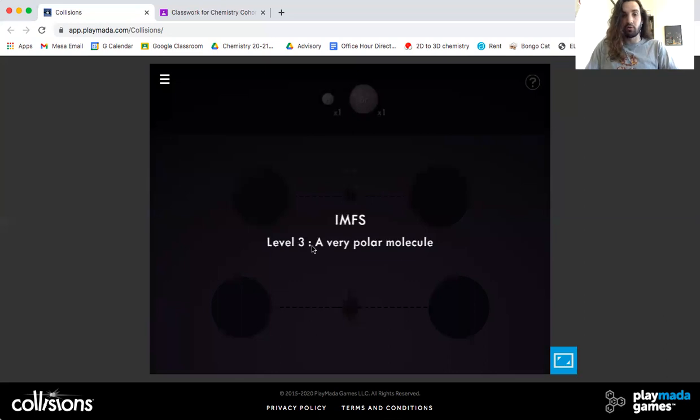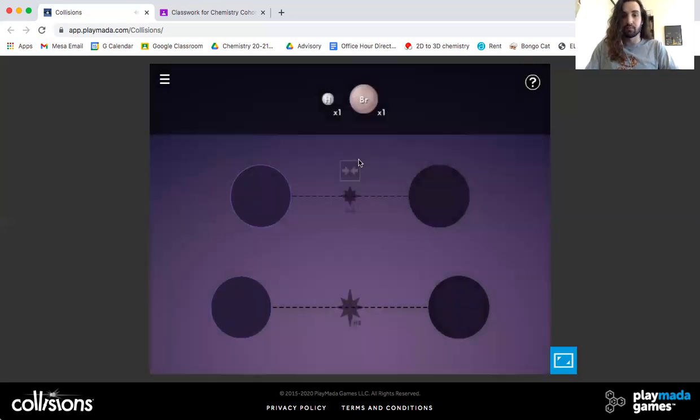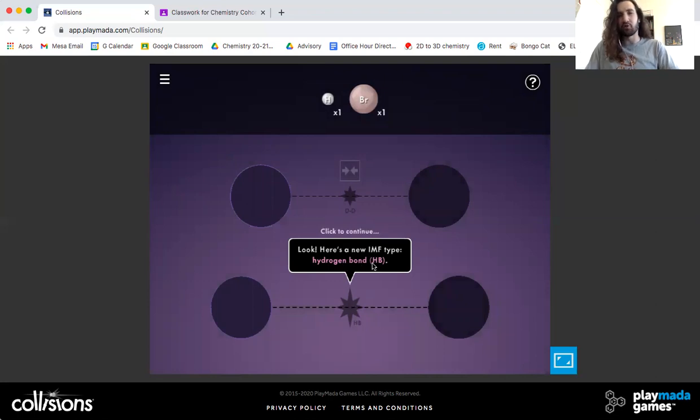All right, let's read this. Level 3, a very polar molecule. Okay. Look, here's a new type of IMF, hydrogen bond. The name here, hydrogen bond. Hydrogen's probably going to be involved and it's going to be bonded to something. All right, let's click to continue.